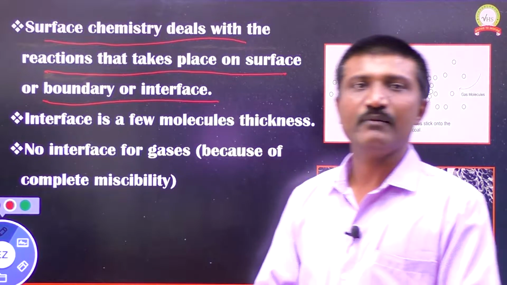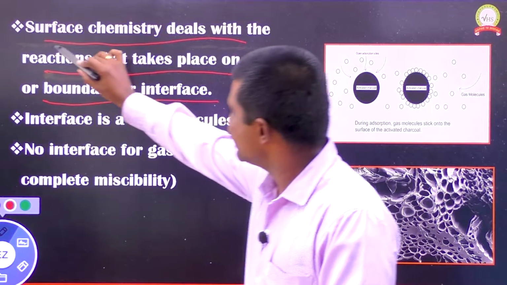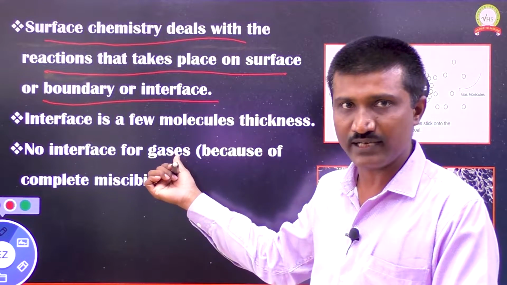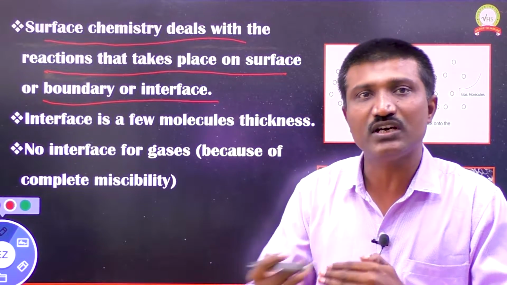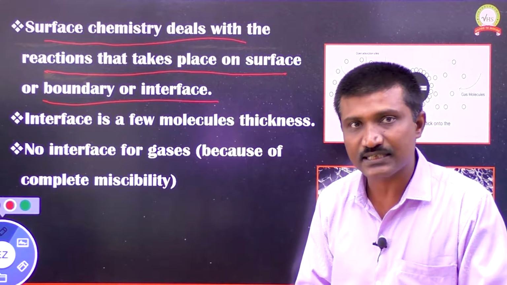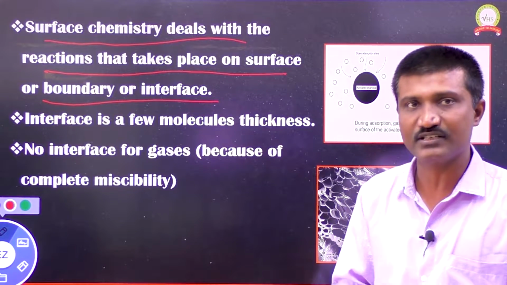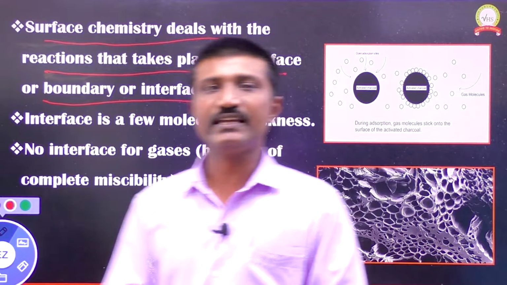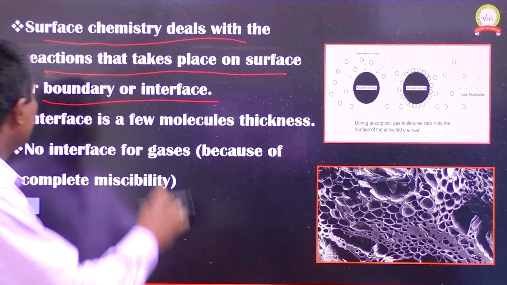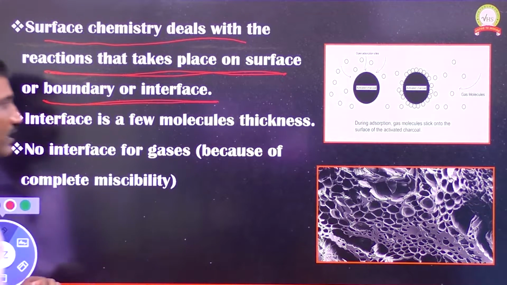Here I am taking my pen. When I am writing on this board, the ink is occupying the surface of this blackboard, right? So, any process which takes place on the surface, those processes we discuss in surface chemistry phenomena. Clear? Since we are going to discuss surface chemistry, the reactions which take place on the surface, those we discuss here. So, it deals with the reactions that take place on the surface or boundary or interface.